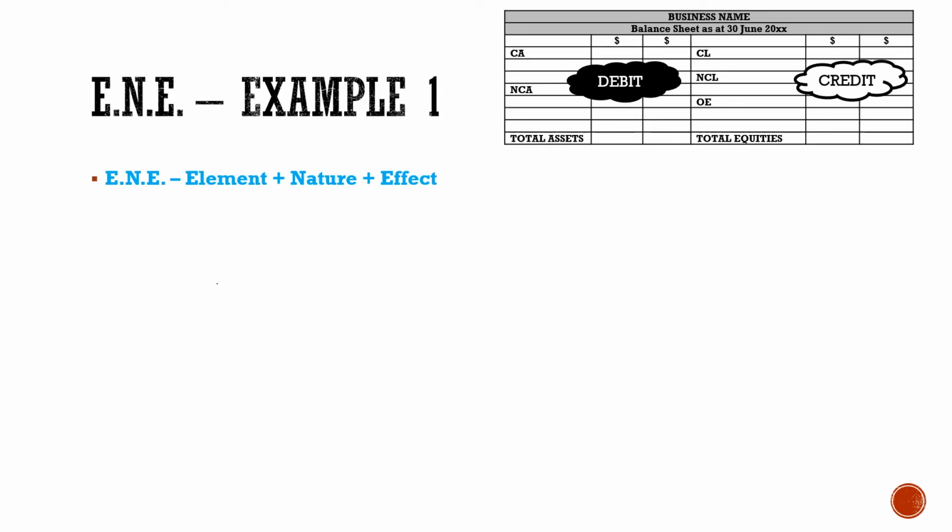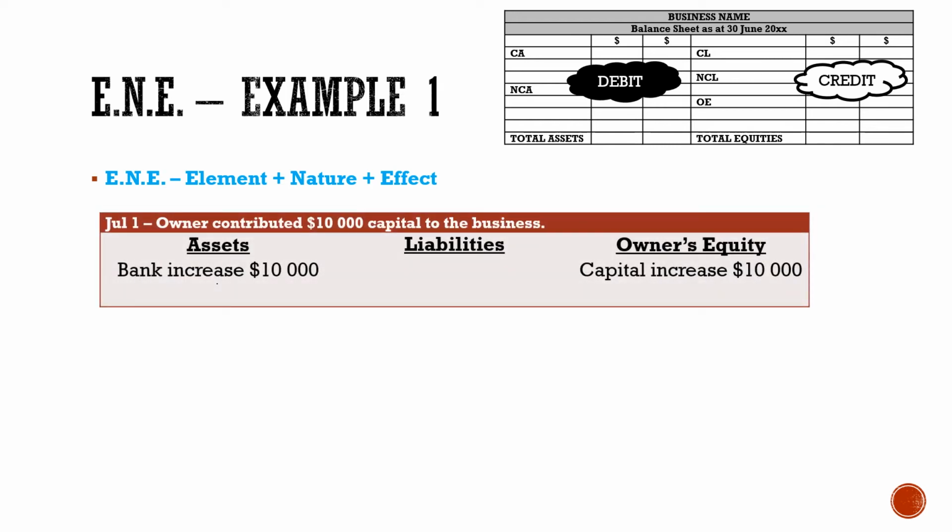We will now look at an example of how we can use the E.N.E method to help us record a transaction in the general journals. E.N.E represents element, nature, and effect. Here's the first example. On July 1, the owner contributed $10,000 capital to the business.